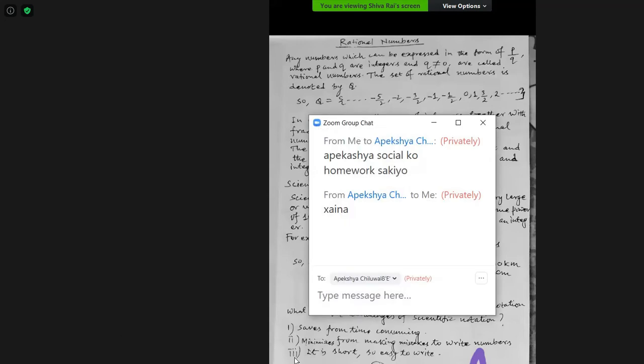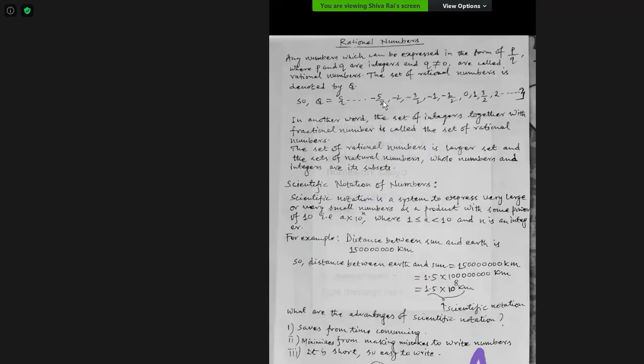Okay, here the new thing you are going to learn is scientific notation of numbers. What do you mean by scientific notation? It comes later. But why do we use scientific notation? Scientific notation is a system to express very large or very small numbers as a product with some power of 10. That is, it is written in the form of a into 10 to the power n.